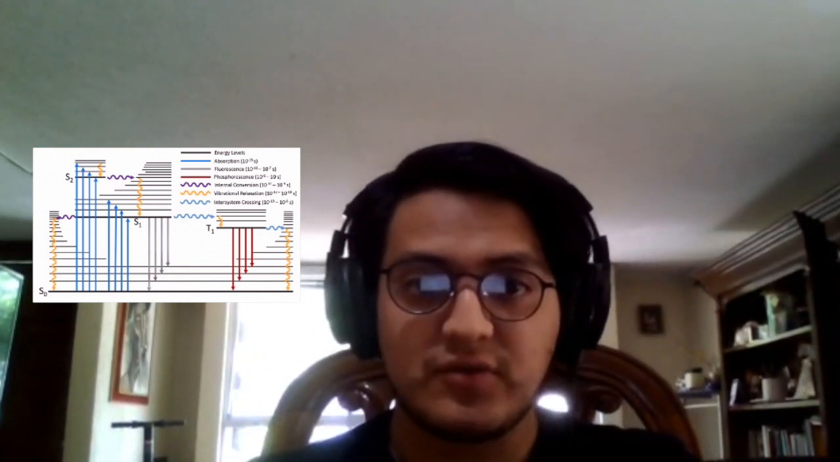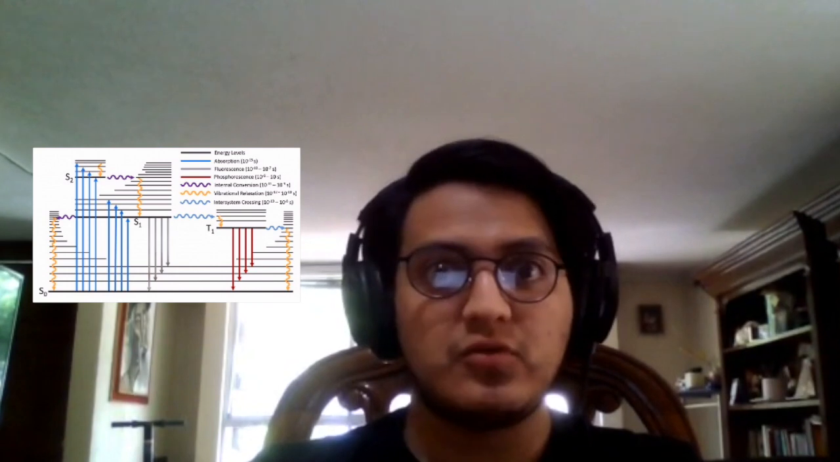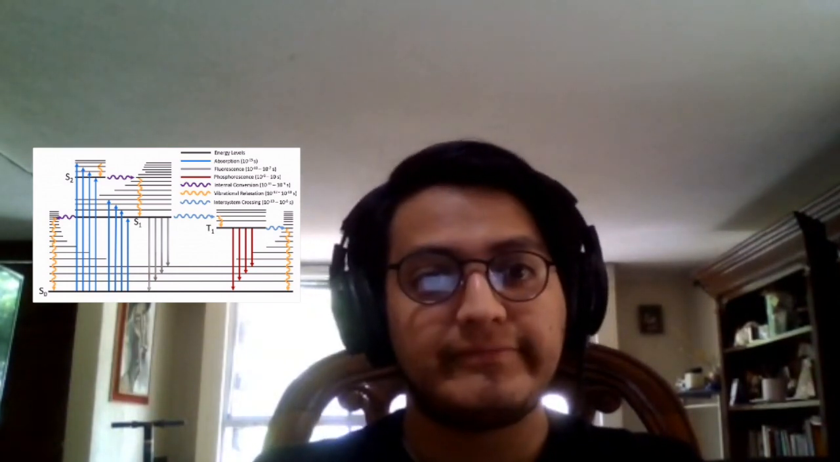Absorption is a radiative transition from a lower to a higher electronic state of a molecule. Absorption of a photon promotes the molecule from the ground state S0 to one of the vibrational levels of the singlet excited states S1, S2, Sn. These are represented by the blue arrows in the diagram.